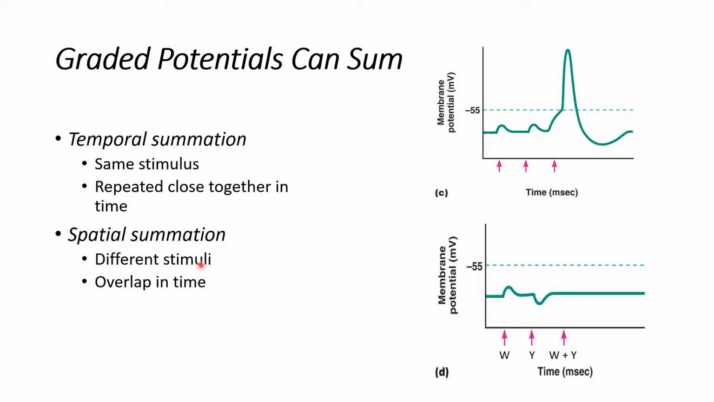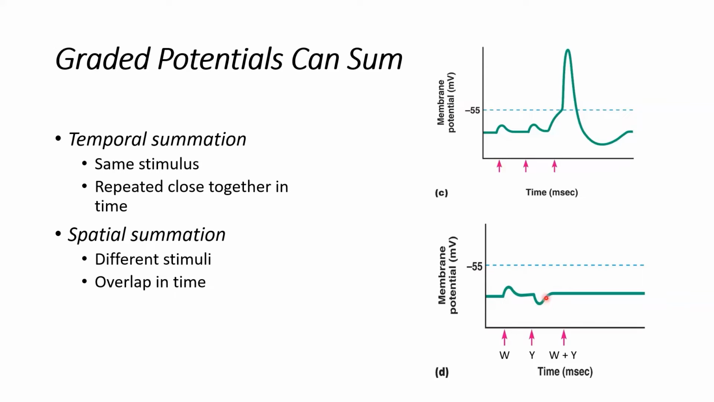Additionally, we can have spatial summation. So these are different stimuli, different spots on that cell body. And if they are happening at the exact same time, that can also be added together by spatial summation. Notice here we have a positive membrane potential change, or a depolarizing graded potential, and then we also have a hyperpolarizing graded potential, both happening at the exact same time but on different spots on the neuron. These can be added together. And because this one was positive and this one was negative, they cancel out.